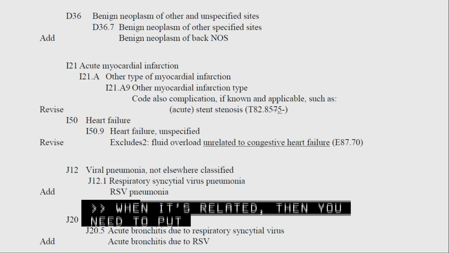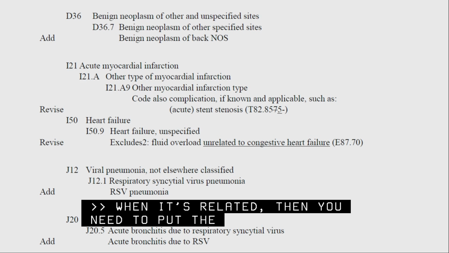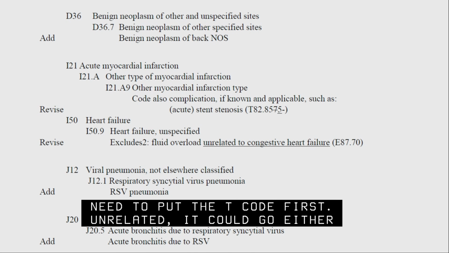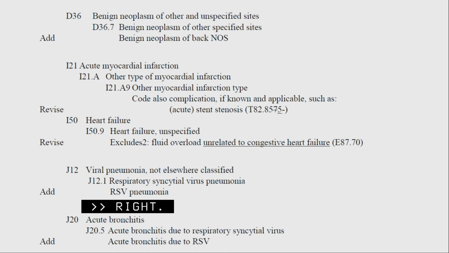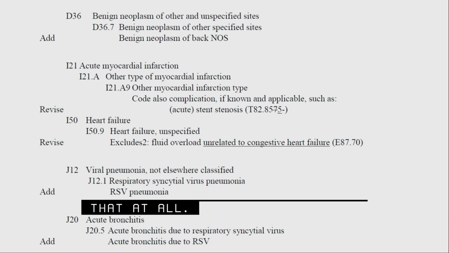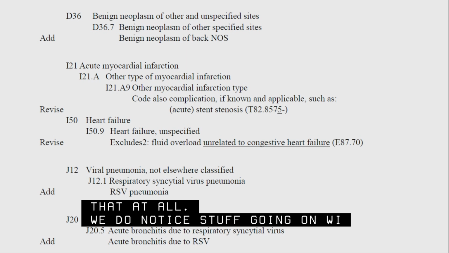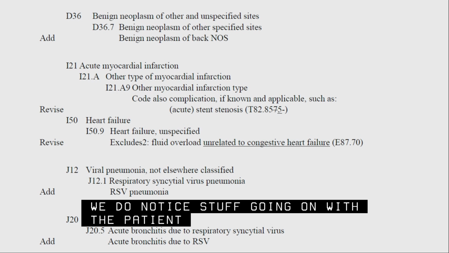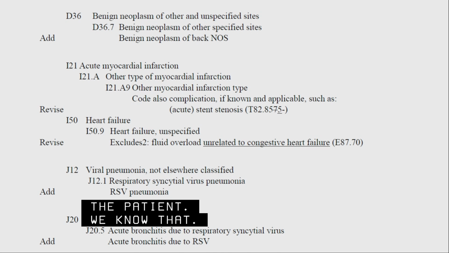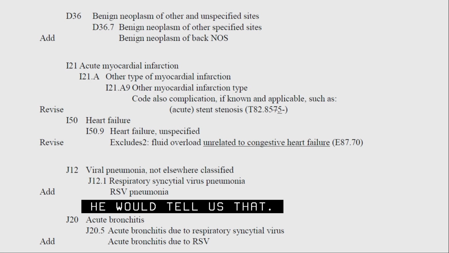That's right. Yeah, but it should not be specific down to that I21.A9 at all, because we do know there's an infarction, very specific where it is, and it relates to the stent, we know that. When we query, the provider or cardiologist would tell us that. So I don't think that T82 should be under the specific type 2 myocardial infarction code.